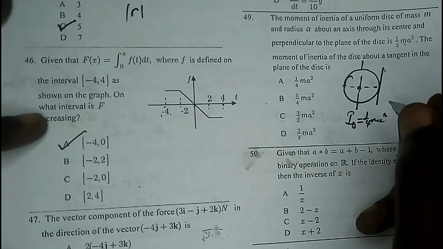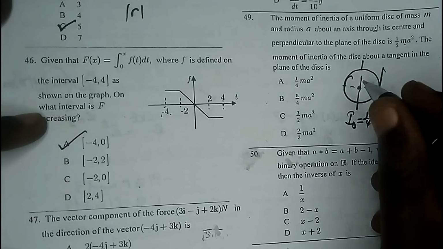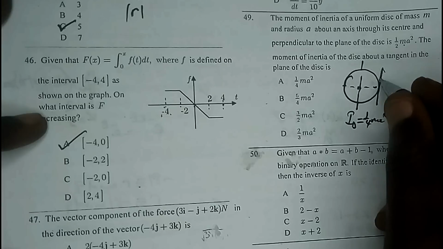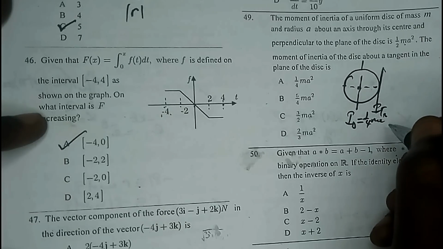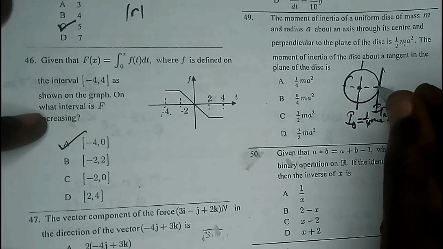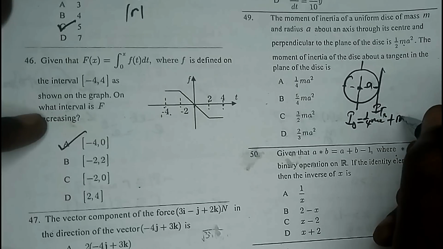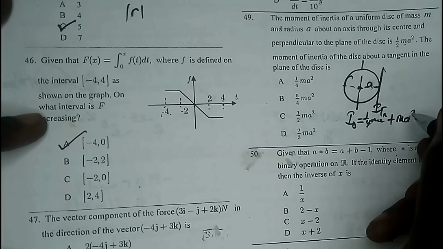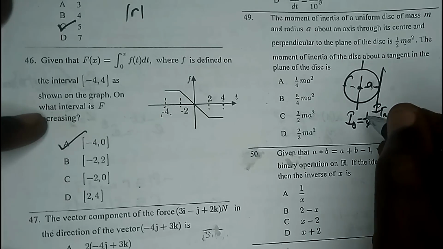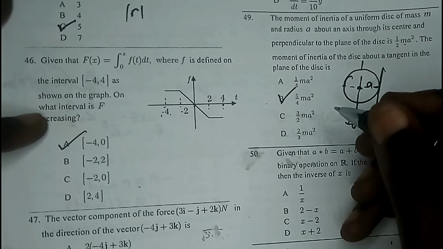And so, since this one is passing through the center, I can use the parallel axis theorem to get the one now at the tangent, which should simply be plus the mass of the disk times the square of the distance between the parallel axes, which is a, the radius of the disk. So ma squared. This times this gives 1/4 ma squared plus ma squared, 5/4 ma squared, which is this.